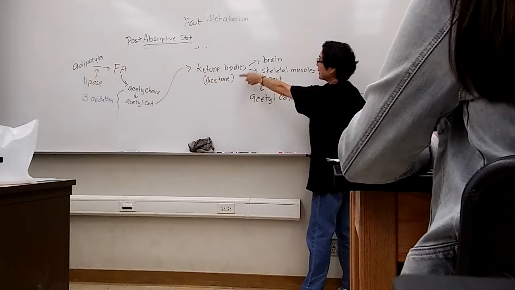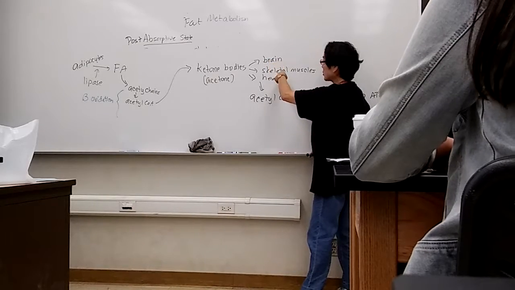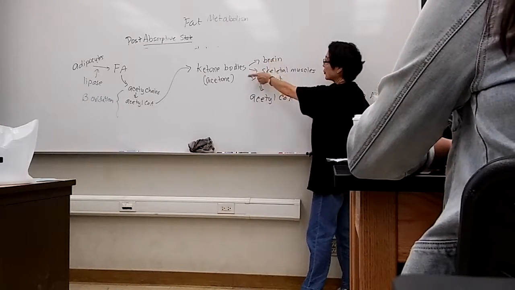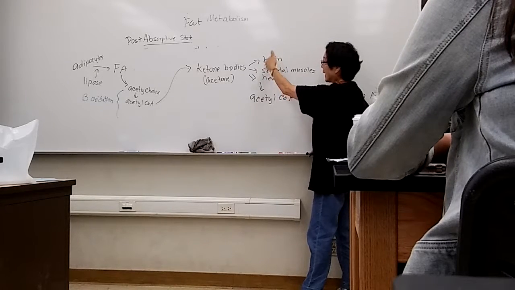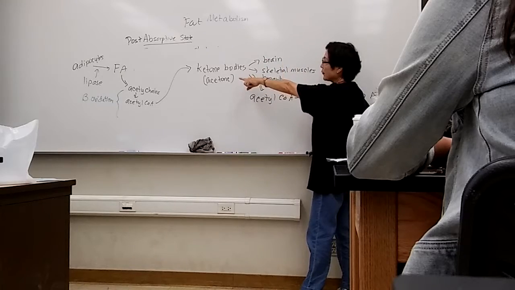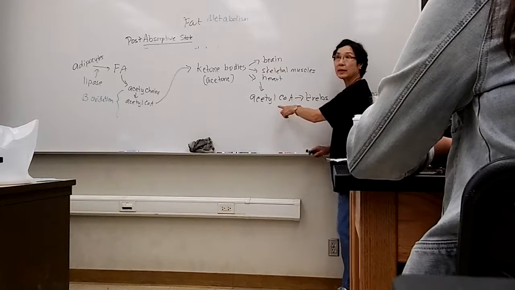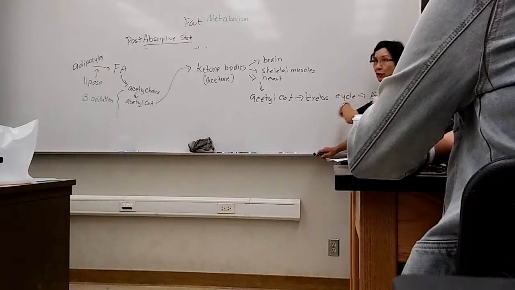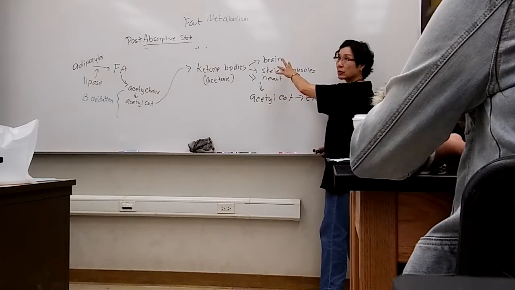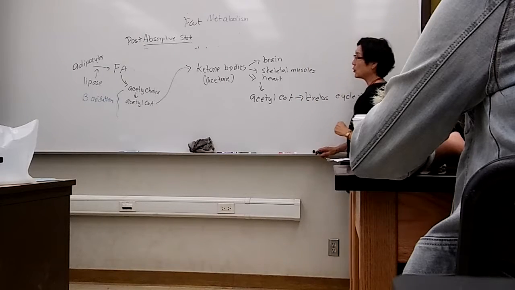So the ketone bodies can be used by the brain, skeletal muscles, and heart. They will cross the blood-brain barrier, and then in those cells they'll convert the acetone into acetyl coenzyme A again and run it through their Krebs cycle. So they'll use it as their source of, quote-unquote, glucose for a while.